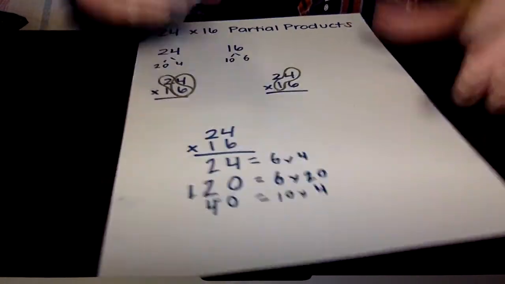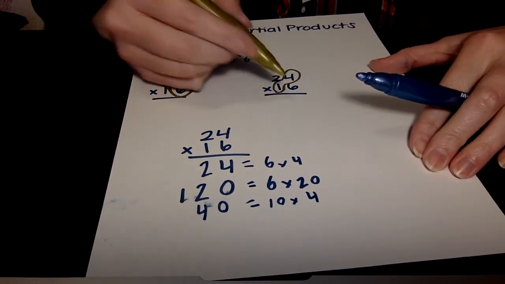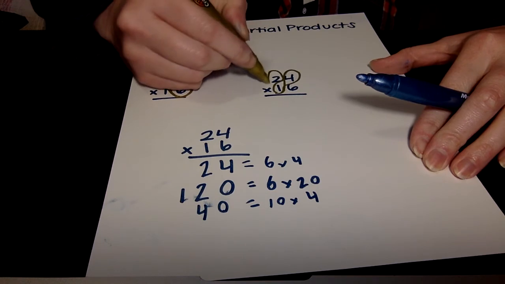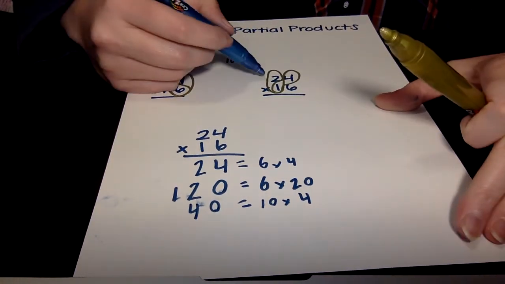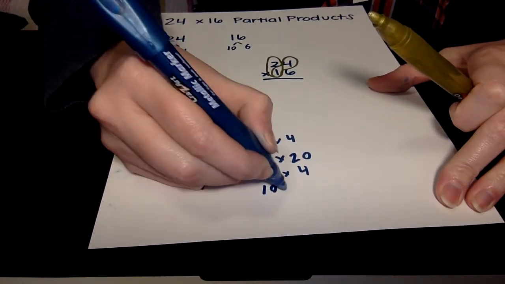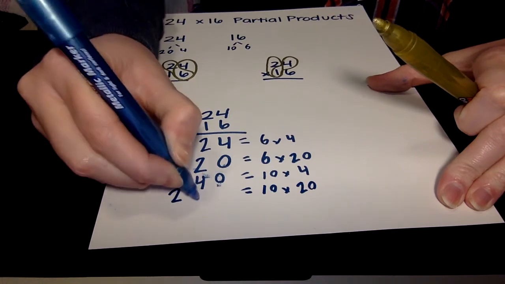Last but not least, I need to multiply the tens place of the bottom number by the tens place of the top number. That's going to give me what looks like 1 times 2, but I know both of those numbers are in the tens place, so it's really 10 times 20. 10 times 20 gives me a product of 200.